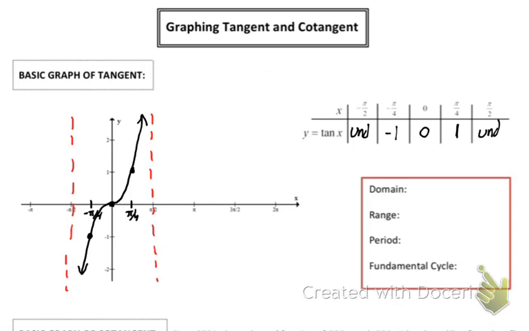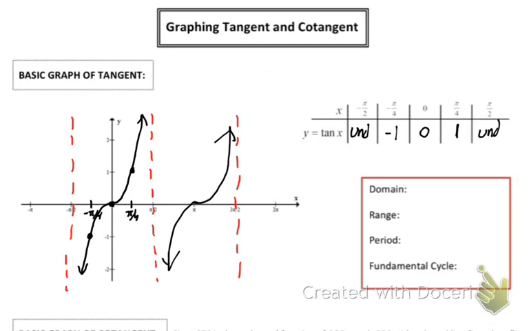All right, remember that this is just one cycle, so this could repeat. It could go here. And in fact does, but you don't need to draw this. I just want you to realize that this will repeat over and over and over. And it would go all the way over here, all the way over here. All right, so that leads us into our domain.